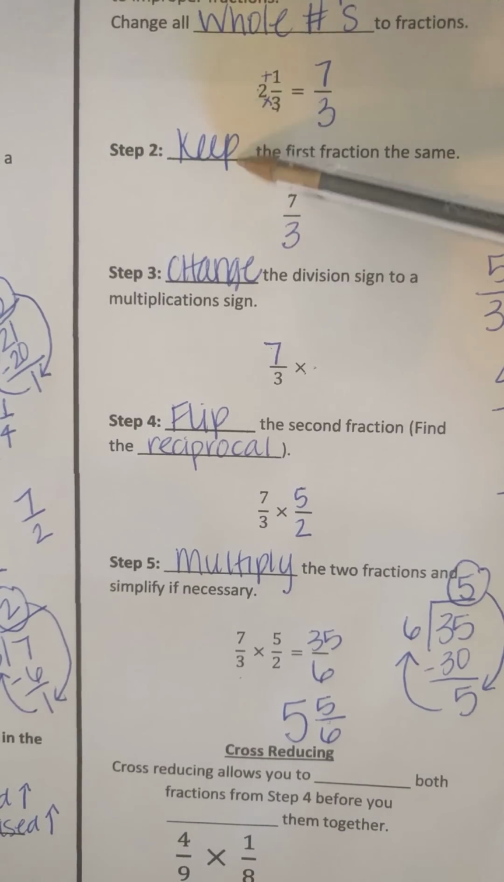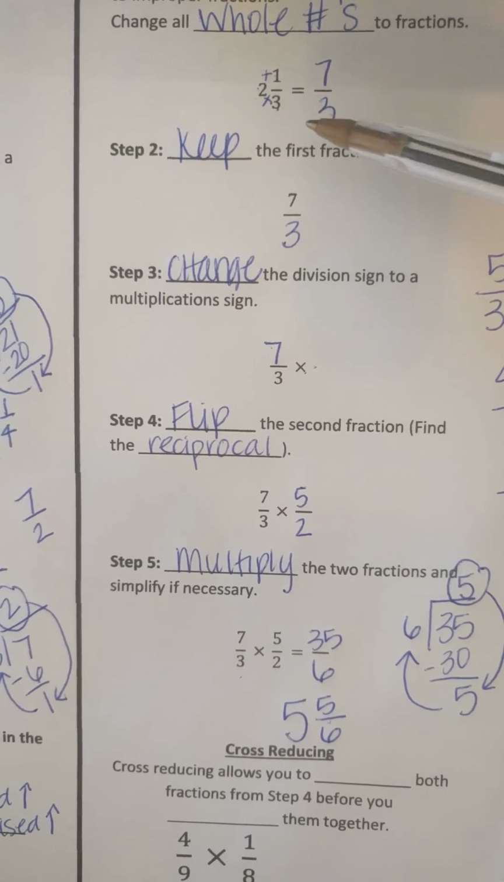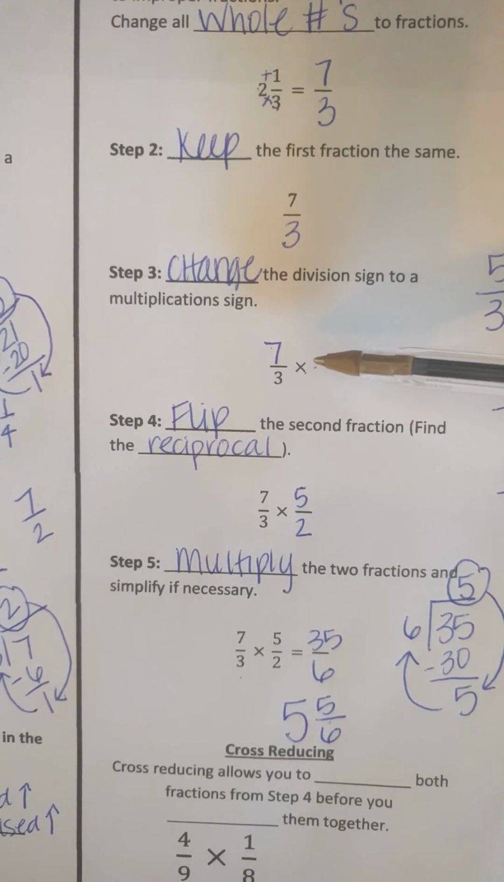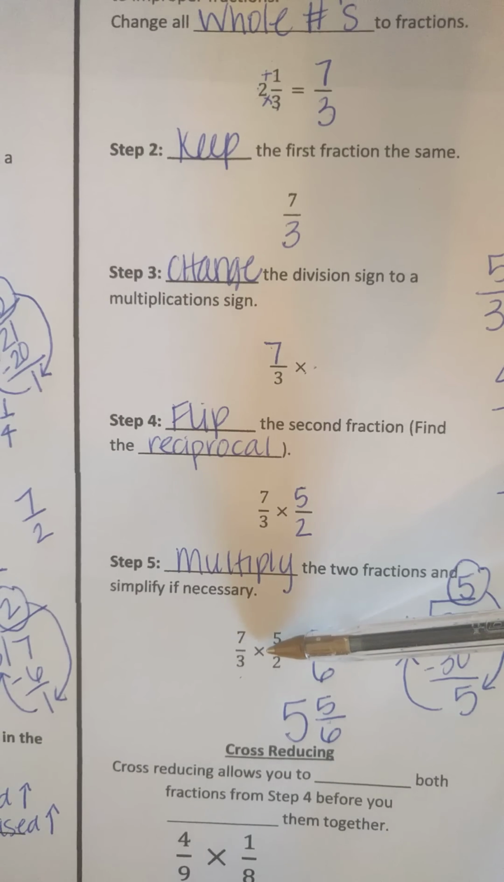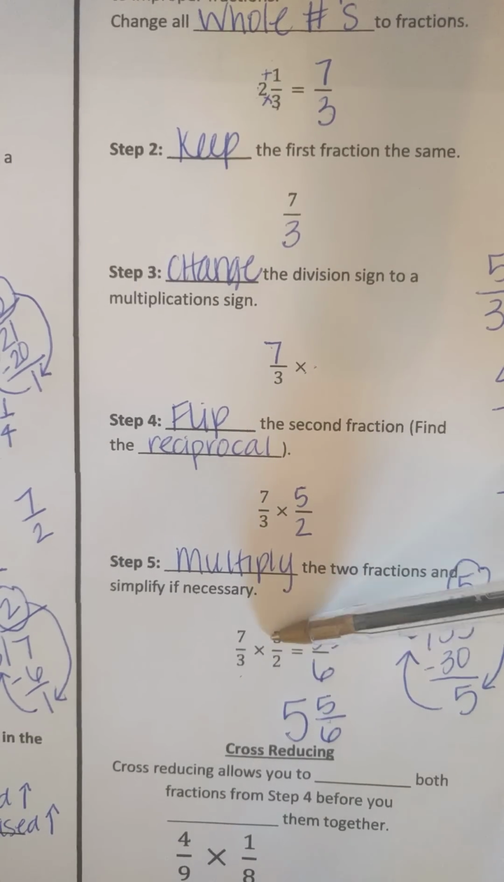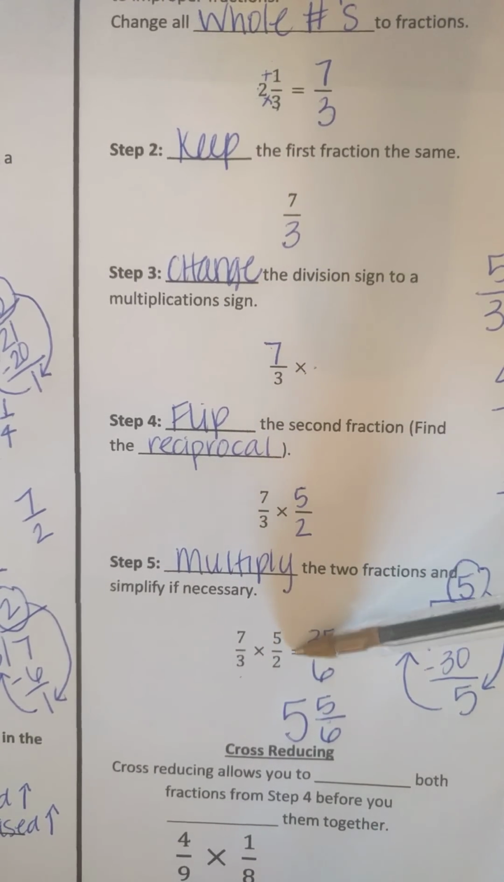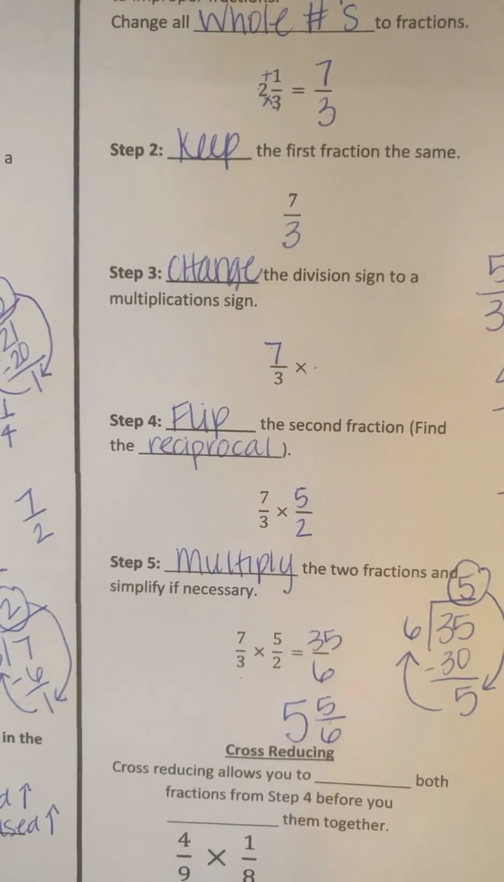You may hear people say keep, change, flip. Keep the first fraction the same. Change the division sign to multiplication and flip the second fraction. Or like our rap says, you just flip the second one and multiply. So I flipped the second number, I found the reciprocal, I flipped it, and then I multiplied. Alright, so that's how you divide fractions. Before we go any farther, I want to teach you this little trick called cross-reducing.